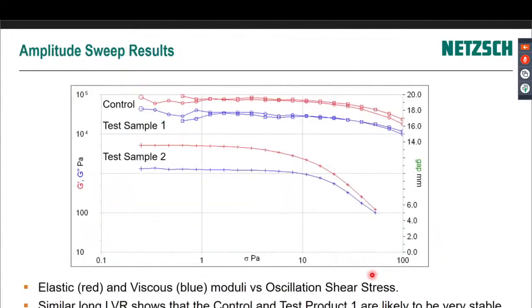And so here's some example results. So we've got here a control and sample 1, and we've got test sample 2. Now the length of this linear viscoelastic region actually shows you an indication of the stability as well. So if the sample has got a very long linear region, then it shows that it's actually got a more robust structure, whereas this sample 2 has got a very short linear region before it breaks down, and so it's got a weaker structure. And so we can see that the control and sample 1 are likely to be more stable. This is similar to a yield stress test, to be honest, but done in oscillation mode.